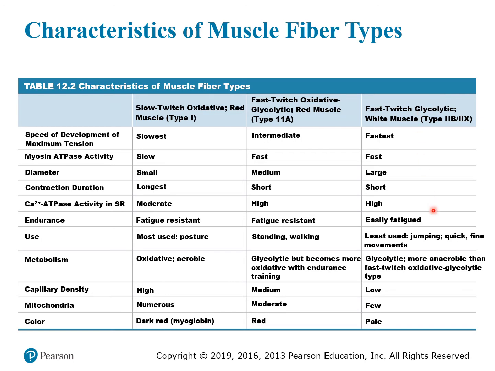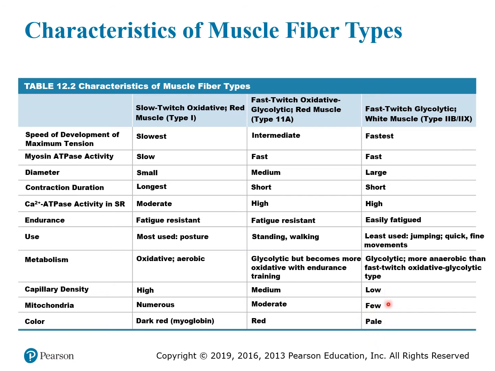And so glycolysis is more of an anaerobic respiration, and therefore it's much faster. The amount of capillaries, the amount of mitochondria, the amount of myoglobin is going to be very low, and so therefore they're going to be pale in color.